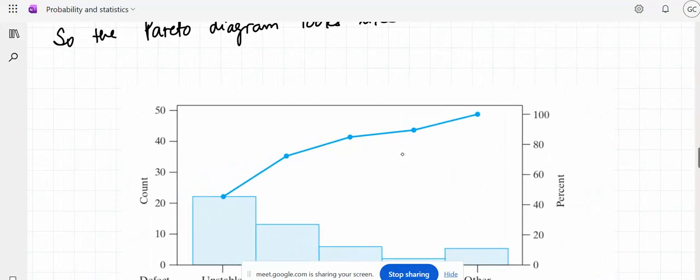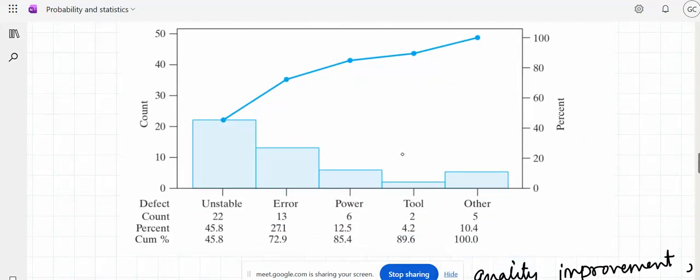So this is how a Pareto diagram will look like. So you see, first you will put the cause or defect here. I said the first was unstable controller, then operator error, then power fluctuation, then tools, and then others. Okay. Here you note the count. So count was 22, 13, 6, 2, and 5. Right.